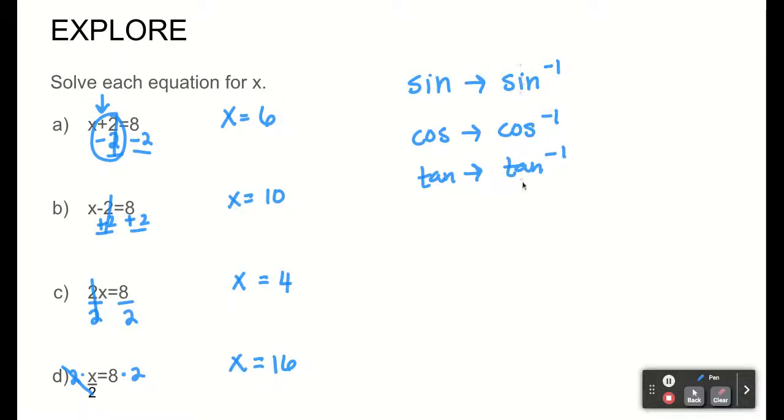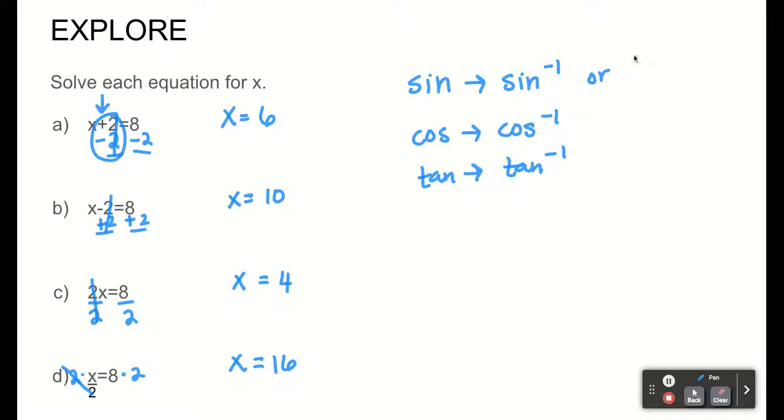Now we use the inverse to undo these functions here. So if we needed to undo the sine function, we would use the sine inverse. Same thing with cosine, same thing with tangent. Now, I'm going to show you these words. I want you to be familiar with them. You'll see these used in other math classes.